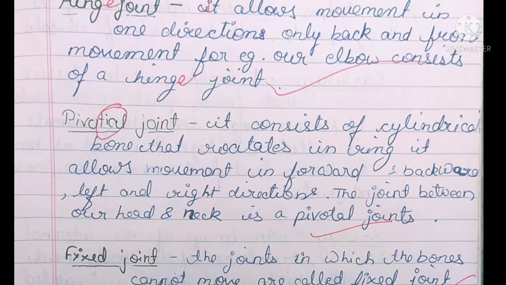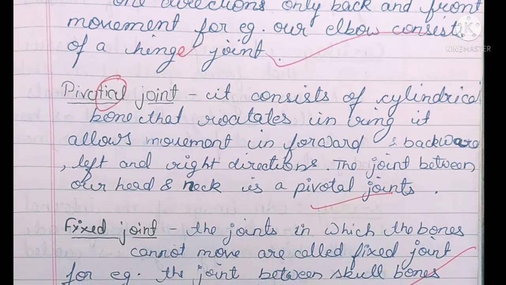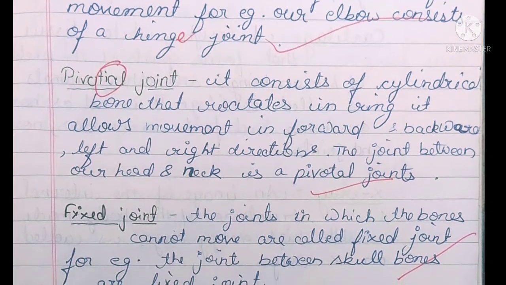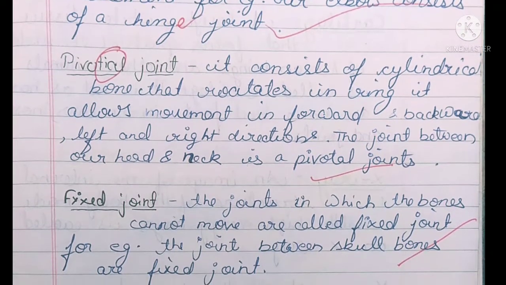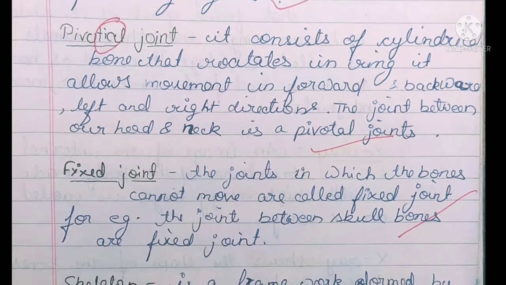Pivotal joint. It consists of a cylindrical bone that rotates in a ring. It allows movement in forward, backward, left and right directions. The joint between our head and neck is a pivotal joint.